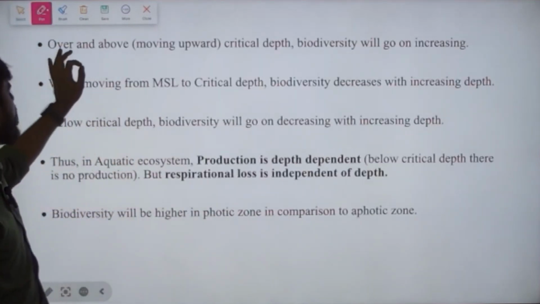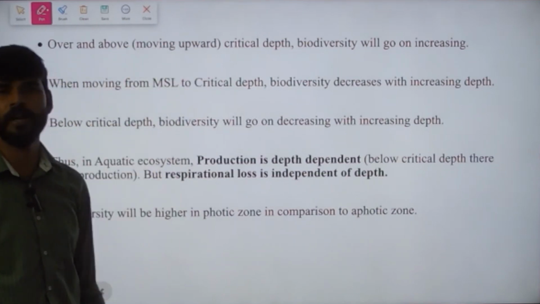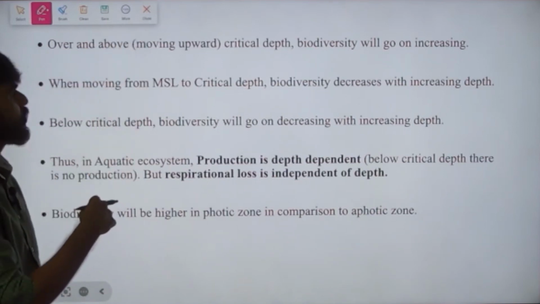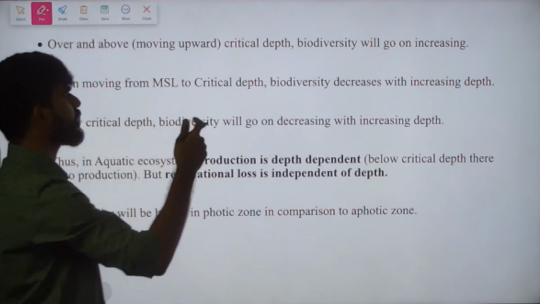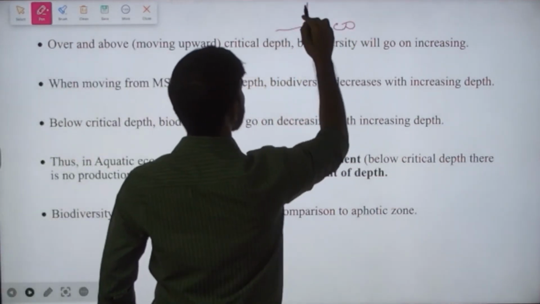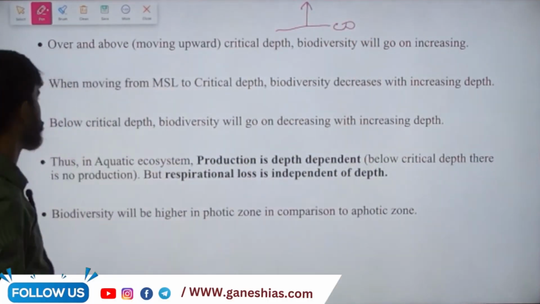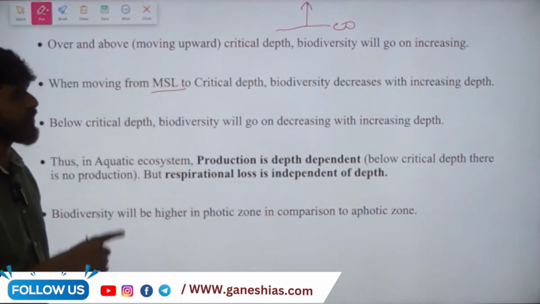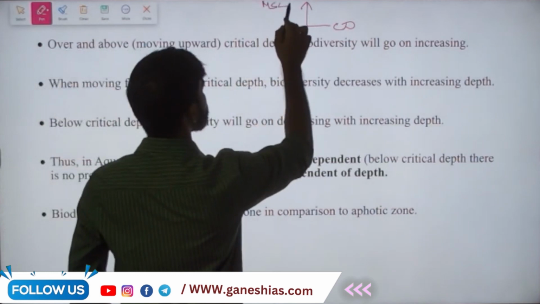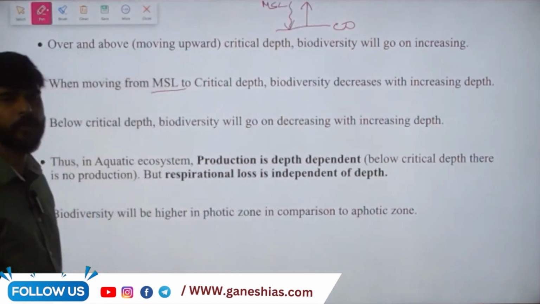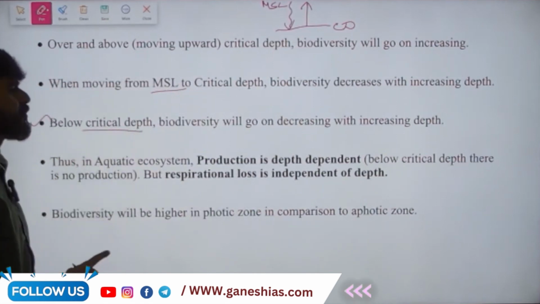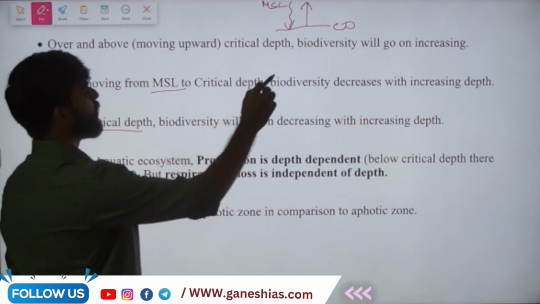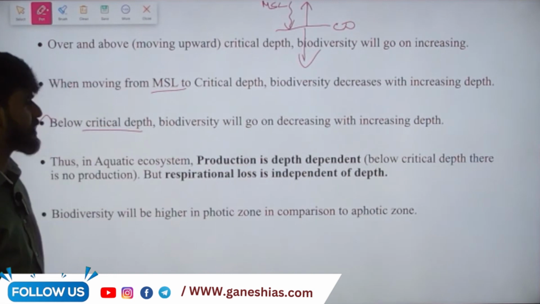First thing is, over and above critical depth, biodiversity will go on increasing. Yes, it will go on increasing over and above critical depth. Okay, so when we move upward from critical depth, there will be an increase in biodiversity. Next is, when moving from mean sea level to critical depth, biodiversity decreases with increase in depth. The opposite. Okay, mean sea level is here, so when we move from here to here, biodiversity decreases. Next is, below critical depth, biodiversity will go on decreasing with increasing depth. Yes. Okay, when we go below critical depth, there will be a decrease in biodiversity.